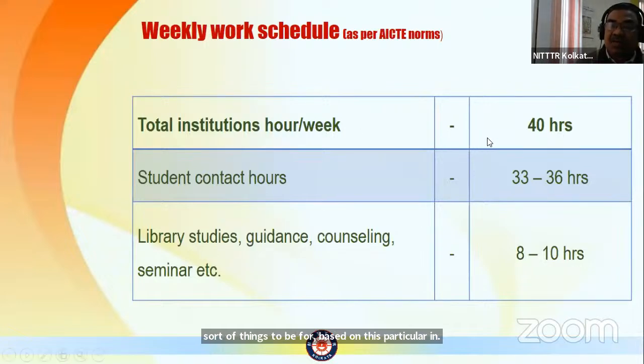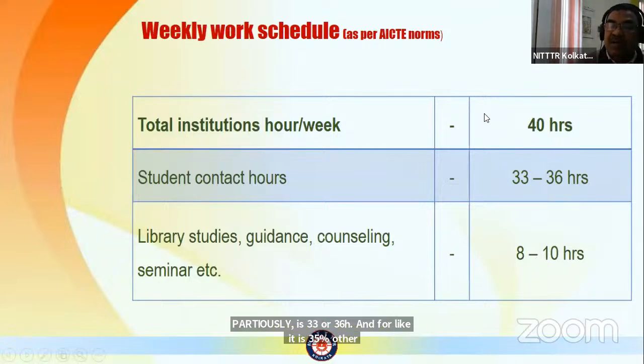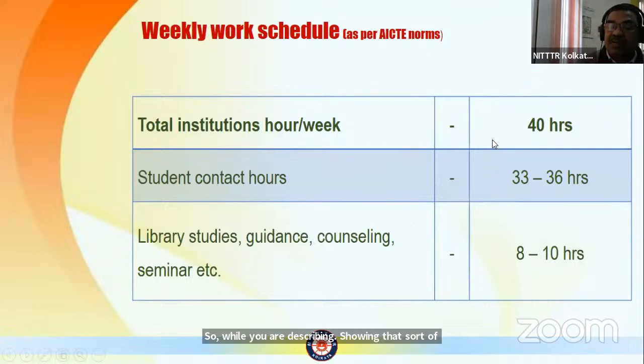Total institutional hours are 40 hours per week: 8 hours per day, 5 days per week is 40 hours. Student contact hours are 33 or 36 hours, and the rest is for library study and other things. Why am I showing this information? For developing the curriculum, this information will be required. As a result, you have to decide the time period per week and the duration of each class.